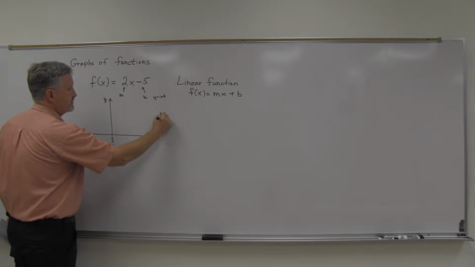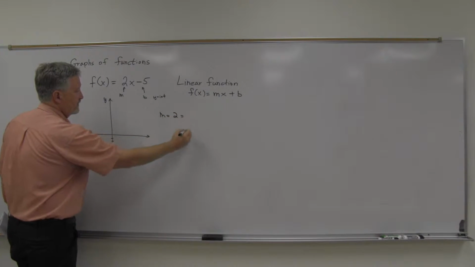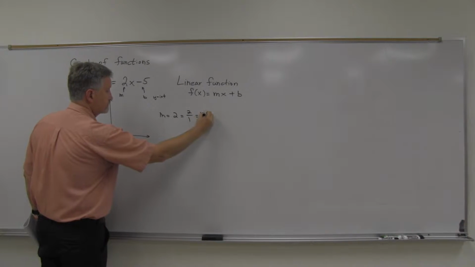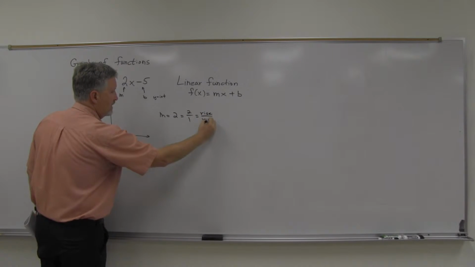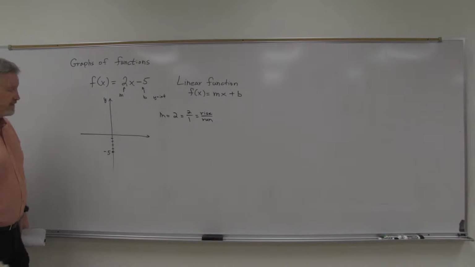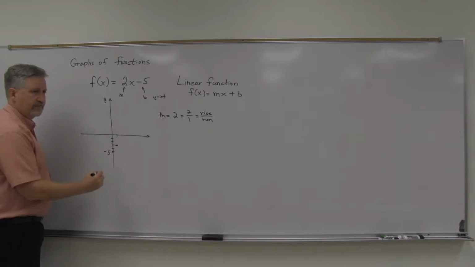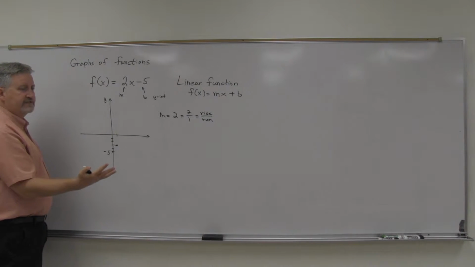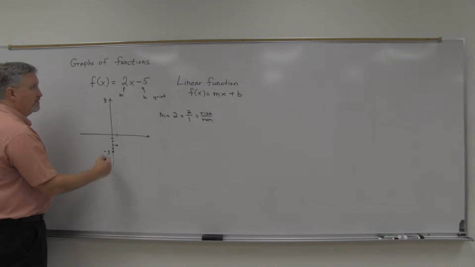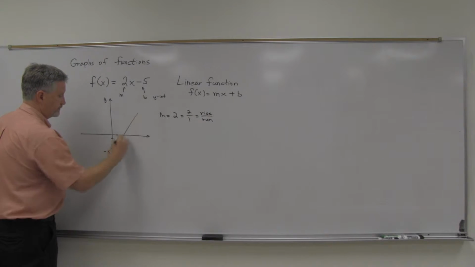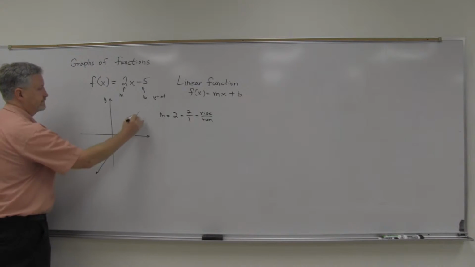Then our slope is 2, and if we interpret that as rise over run, that's 2 over 1. So I'm going to rise 2 and run 1 from the y-intercept point, and that puts me at another point. I could keep doing that, but 2 points is enough to determine the graph, since I know it's a linear function, it's a line. There we go. There's our graph.